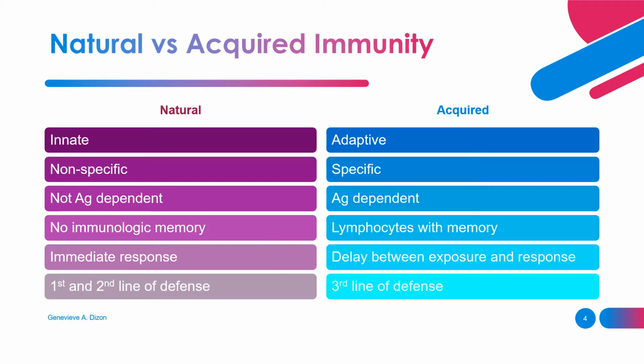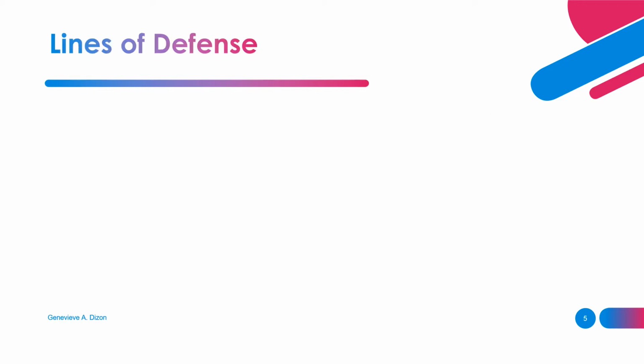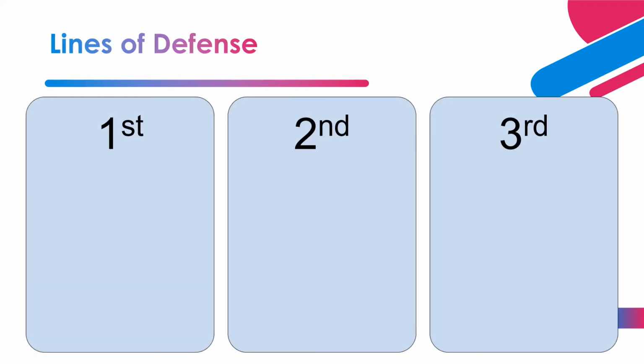And then for the natural, we have the first and second line of defenses, while in acquired, we have the third line of defense. Among these three lines of defenses, the third line of defense is the highest line of defense. There are three lines of defenses: the first, second, and third line of defense. The first and the second belong to the natural immunity, while the third belongs to the acquired immunity.